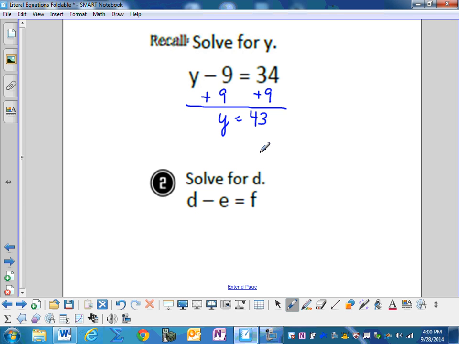So to solve for d, d minus e equals f. Go ahead and solve for d. So we're going to solve for d, so we need to add e to both sides. d equals f plus e.